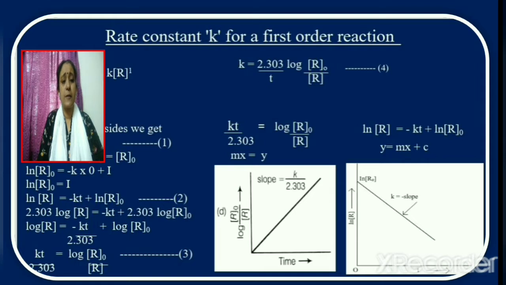Now consider the expression kt by 2.303 is equal to log R0 by R. This is of the form y is equal to mx. So if we plot a graph taking time along the x-axis and log R0 by R along the y-axis, a straight line will be obtained. And what will be slope equal to? Slope will be equal to k by 2.303.